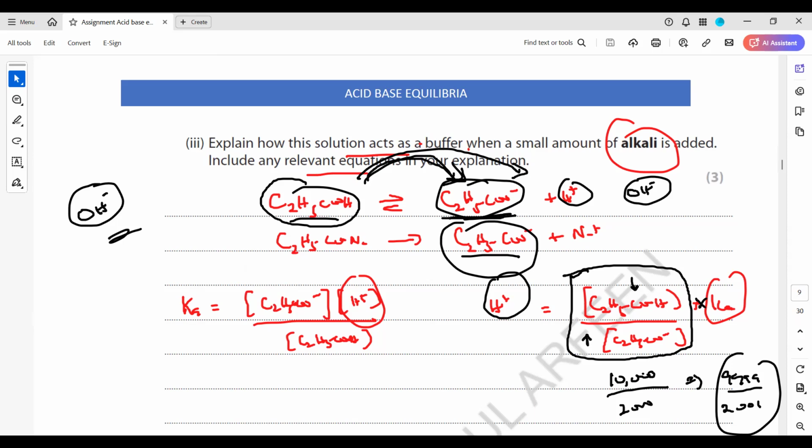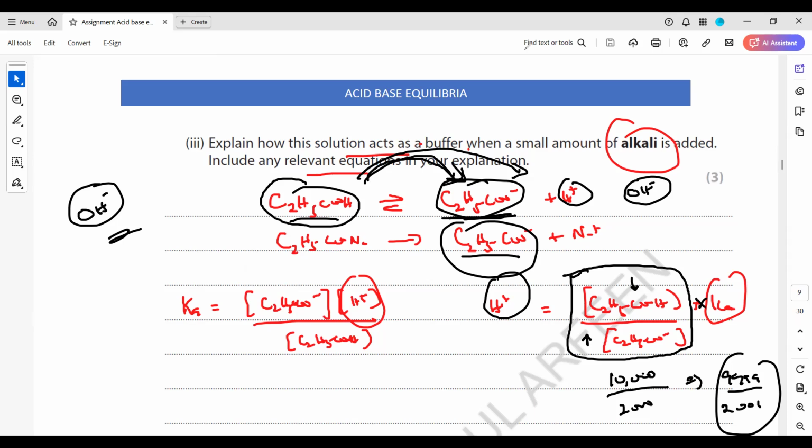So how do you score 3 marks? For 1 mark, you mention we have a reservoir of acid and its salt. Then the second mark: when we add OH, it will combine with a hydrogen ion, and as a result the equilibrium shifts towards the right hand side, so more propanoic acid will dissociate. And the third point, you mention that the ratio between the concentration of acid and the concentration of salt hardly changes. That's why the pH does not change.